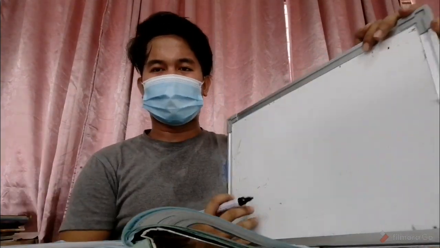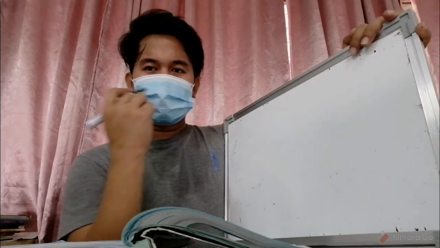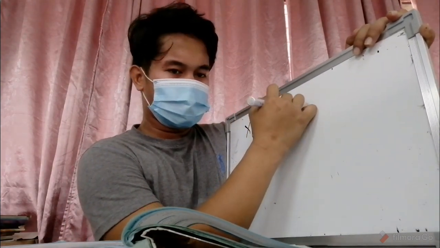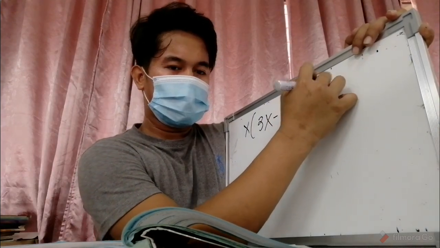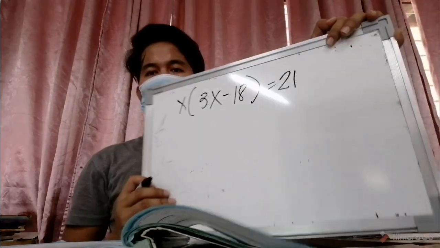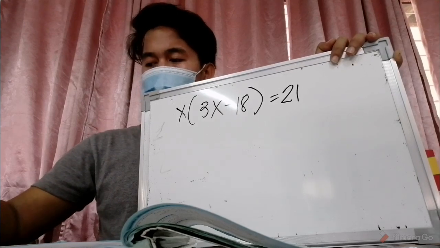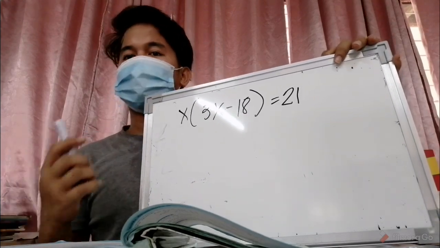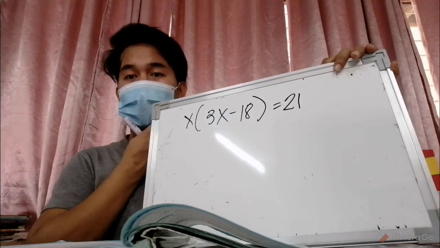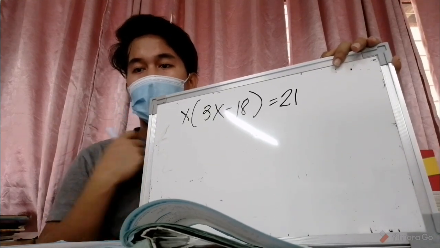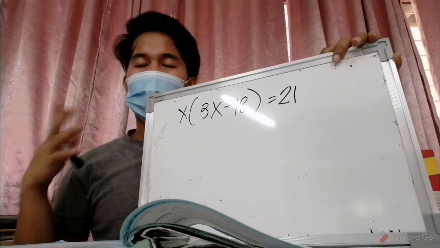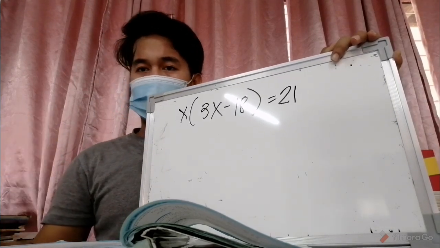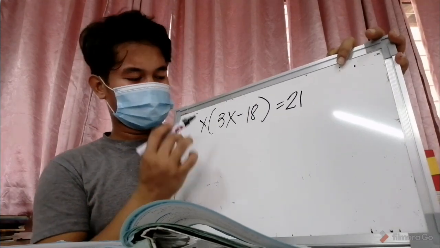For our last example, let us try to find the roots of x times 3x minus 18 equals 21. Okay, it seems complicated, pero try pa rin nating sagutan. So, ano ba yung dapat muna nating gawin kapag may ganitong given? We have so many ways of answering this kind of given. Pero, sige, unahin muna natin tong way ko.